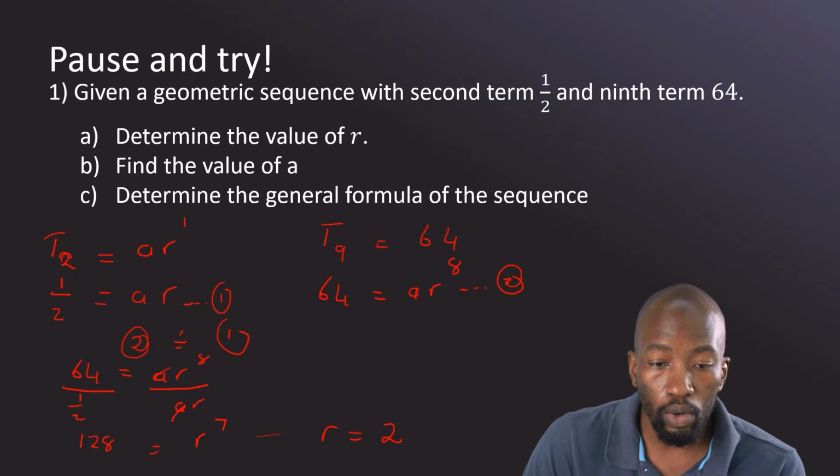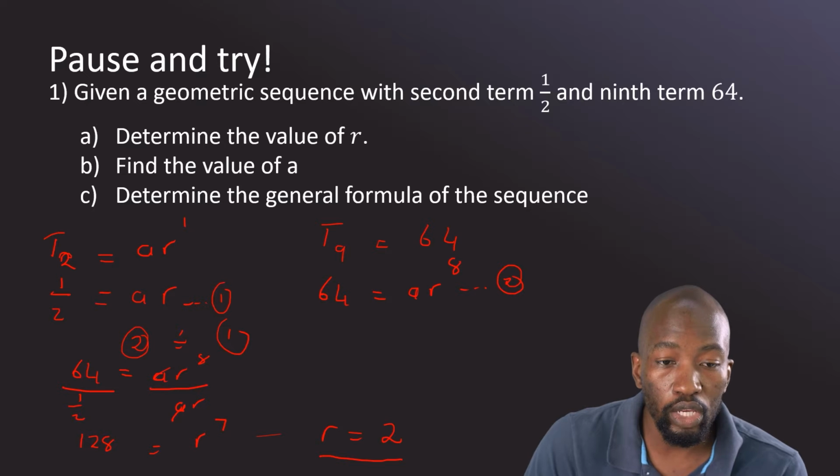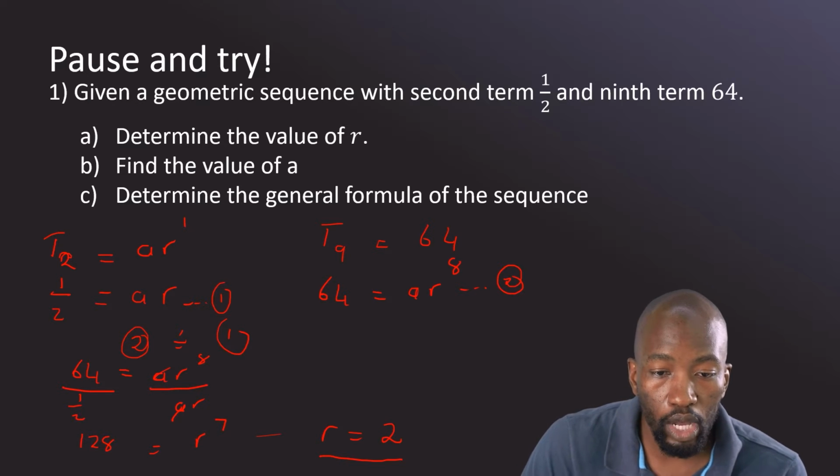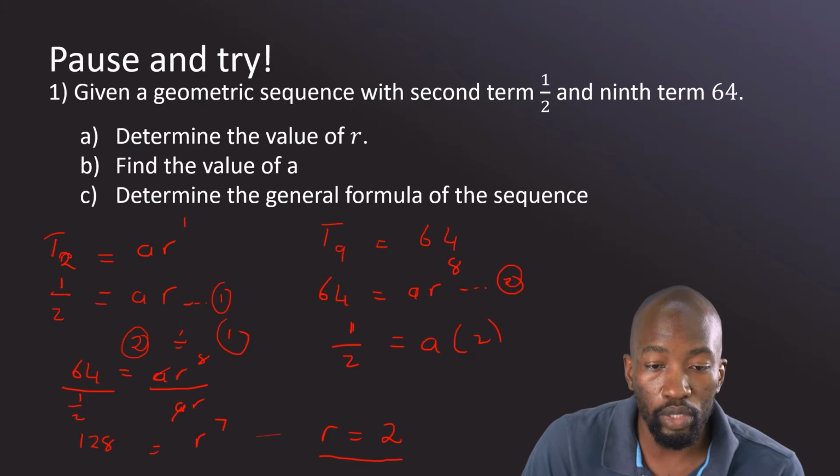Now, we found the value of r. So what we can do is find the value of a by substituting the r value into either equation 1 or equation 2. I'll substitute into equation 1. So 1 over 2 is equal to a multiplied by 2. So I'll divide both sides by 2. Then I know that a is equal to 1 over 4.